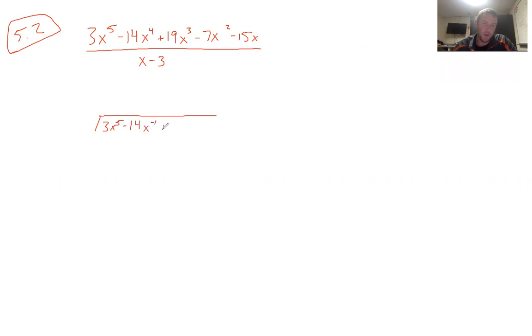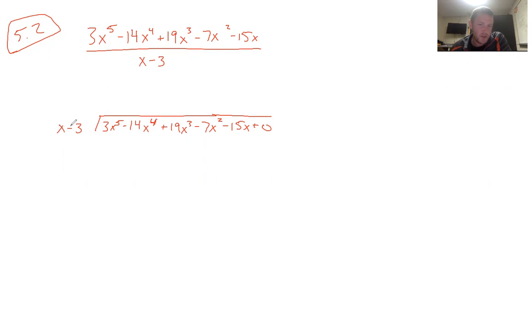14x to the fourth plus 19x cubed minus 7x squared minus 15x. Now, if there's not a term, which there's not here, a plus constant term, you need to put that in there. Okay, so if there was an x to the third term missing, you need to put 0x to the third. If there's an x to the fourth term missing, you need to put 0x to the fourth, and so on. Okay, and then you put x minus 3 out here. You deal with this number.